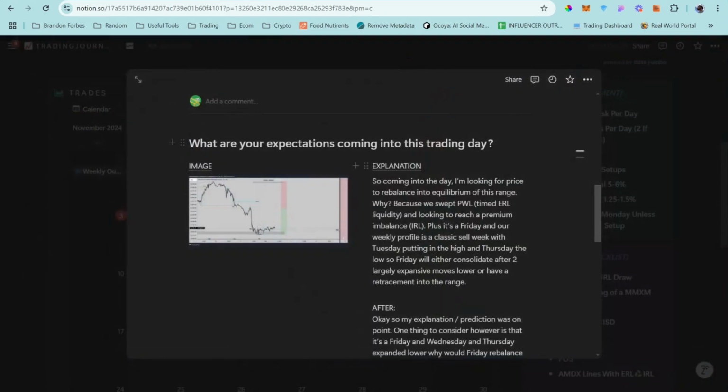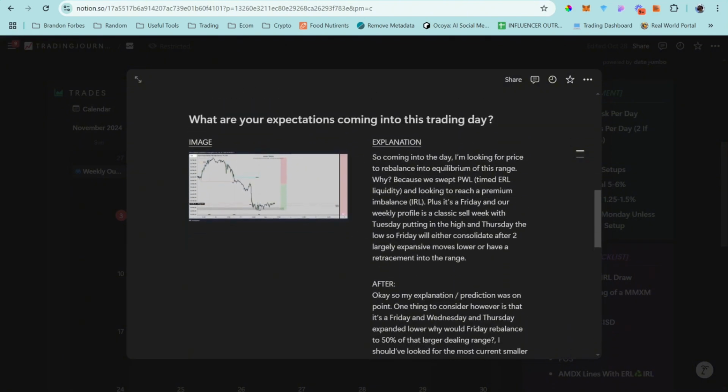Okay, so in my explanation, coming into the day, I'm looking for price to rebalance into equilibrium of this range. Why? Because we swept previous week low, which is our timed ERL liquidity, and we're looking to reach a premium imbalance. Plus, it's Friday, and our weekly profile is a classic sell week. Well, we have Tuesday putting in the high and Thursday putting in the low. So Friday will do two things: either consolidate, because it's just a Friday, we've done the move for the week, or retrace into the range. Okay, so that was my kind of draw on liquidity today, coming into the day.